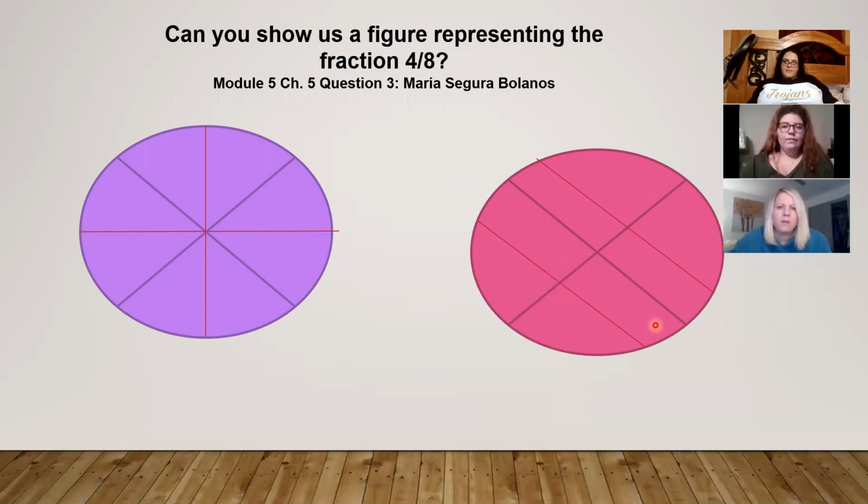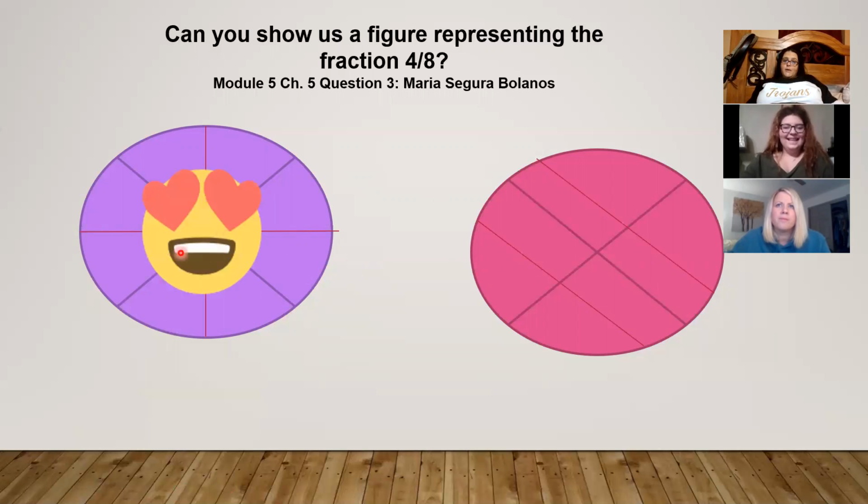We'll go over here. Okay, Maria, this question is for you. Can you show us a figure representing the fraction 4 over 8? Yes, I sure can. Actually I have 2 figures here. If you notice, they both have 8 pieces. However, one of them has 8 equal pieces, the other one has 8 unequal pieces. So for us to correctly make this picture, we have to make sure that our figure has equal pieces, or else it doesn't count. It will be wrong.